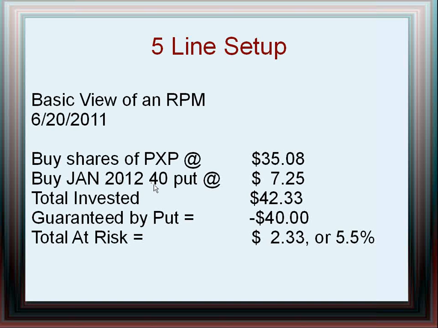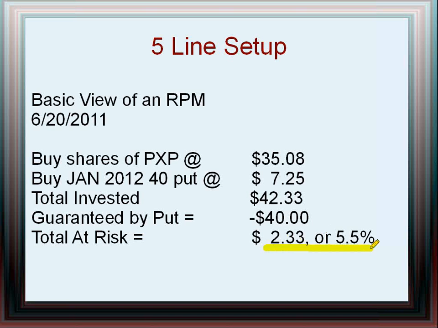Now, we bought a 40 put. We do have $42.33 invested in this position. We're guaranteed $40 back at any time, even if the stock collapsed to 2 cents per share. We have the right to sell our shares of stock at any time between now and January expiration for $40. So the total at risk amount is only $2.33 or 5.5%.